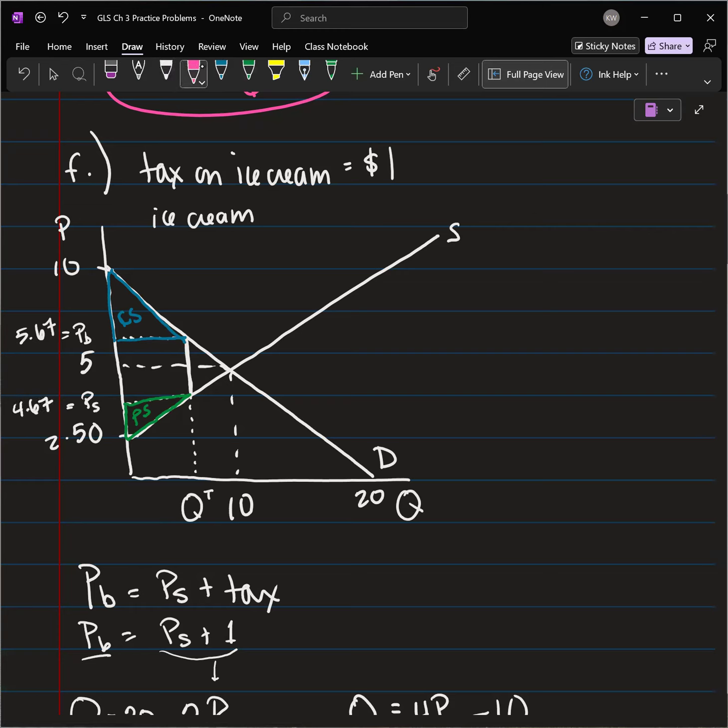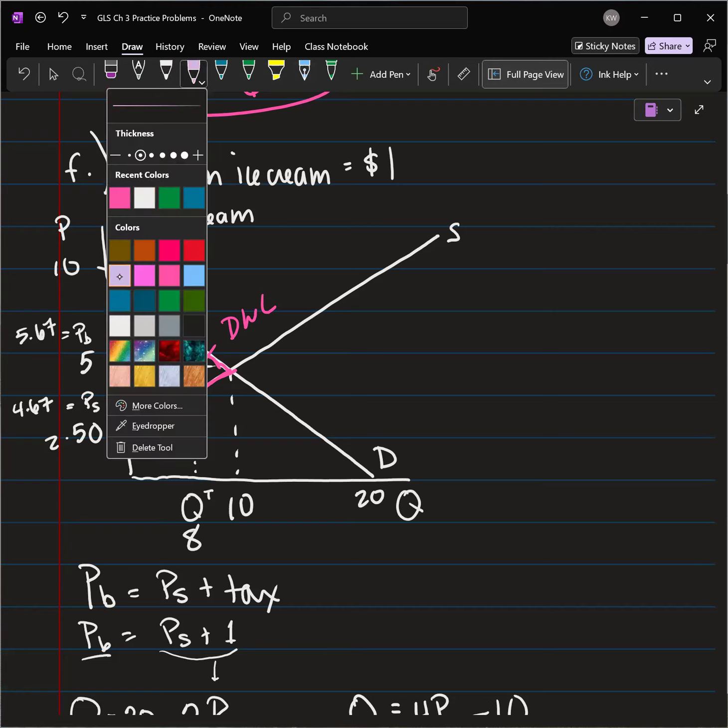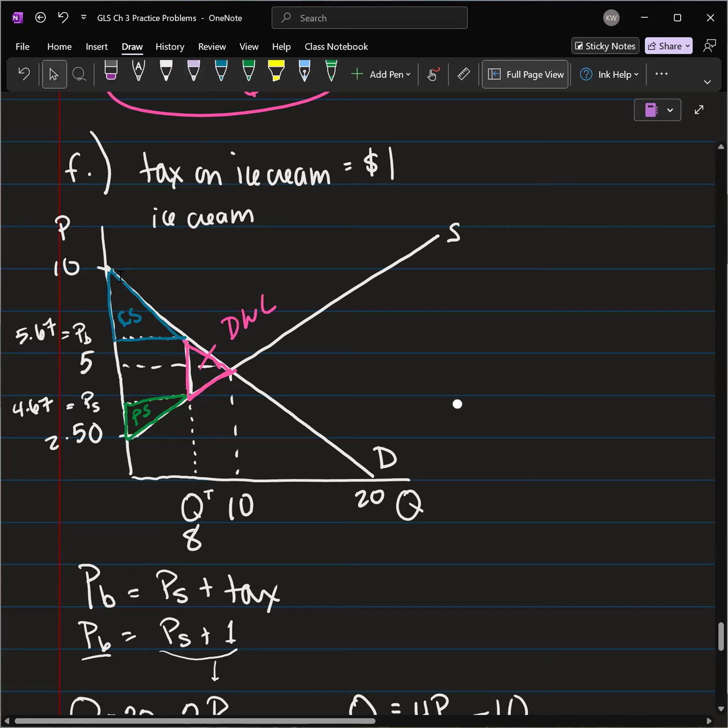Our deadweight loss is the difference between what is traded under the tax and what is traded in equilibrium. So our pink triangle here. And we found that 8 pints are traded under the tax. And then lastly, our revenue that is generated for the government by this tax is the size of the tax, so that $1 difference between the price that buyers pay and the price that sellers receive, times the number of pints of ice cream sold, in this case 8. So that purple rectangle is our tax revenue.